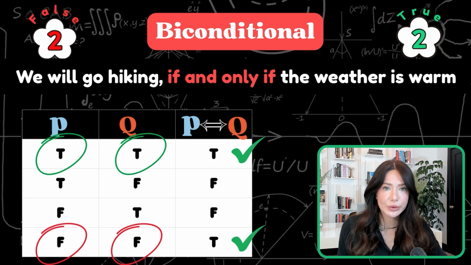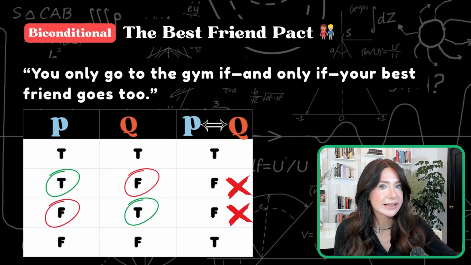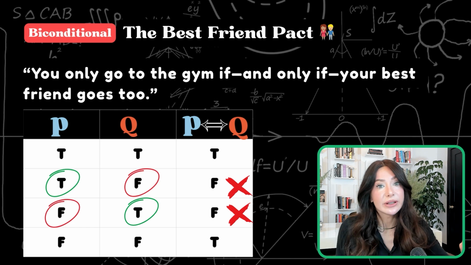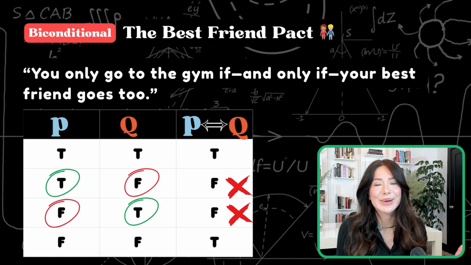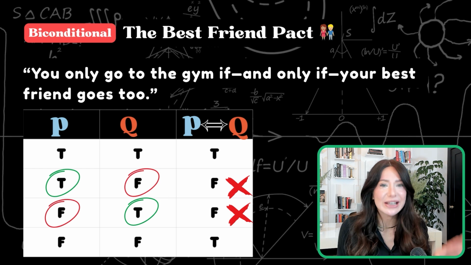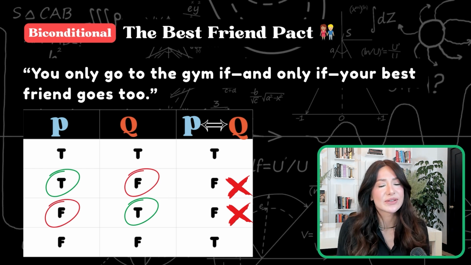The biconditional is true there. Friendship is safe. But in the second line, it says that you went to the gym, but your friend didn't. In the third line, you didn't go, but your friend did. And that's not allowed in this pact, okay? Because it says that you will go if and only if your friend goes as well. So that's where the biconditional is false.